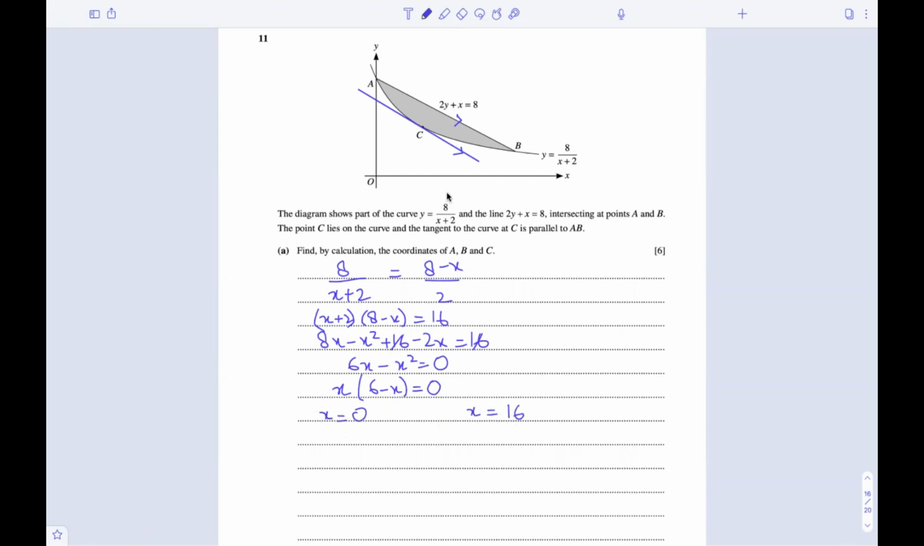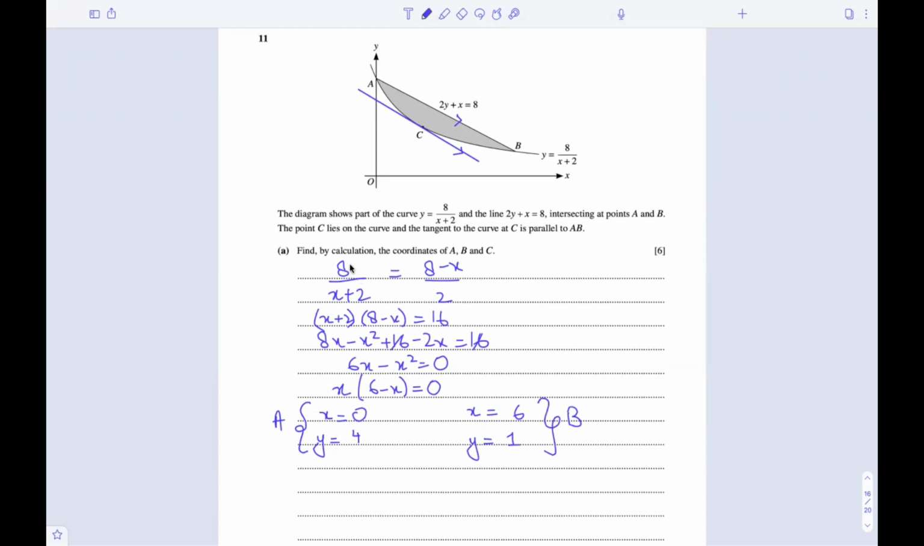Substituting these values into the equation of the curve or the line, we can get the value of y. So substituting 0 in the equation of the curve, 8 upon 0 plus 2, we get y equals 4. So these are the coordinates of A, as we know that the x coordinate of A would be 0 as it is on the y-axis. And substituting x equals 6, not 16 obviously, into the equation 8 upon 6 plus 2, we get y equals 1. These are the coordinates of B.